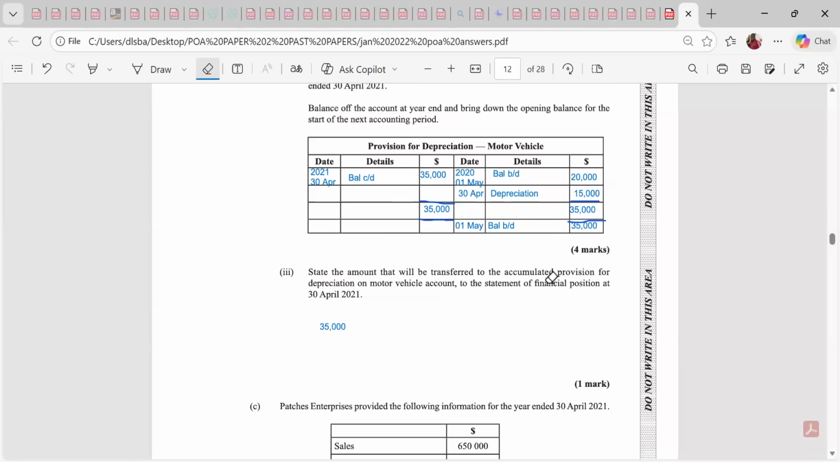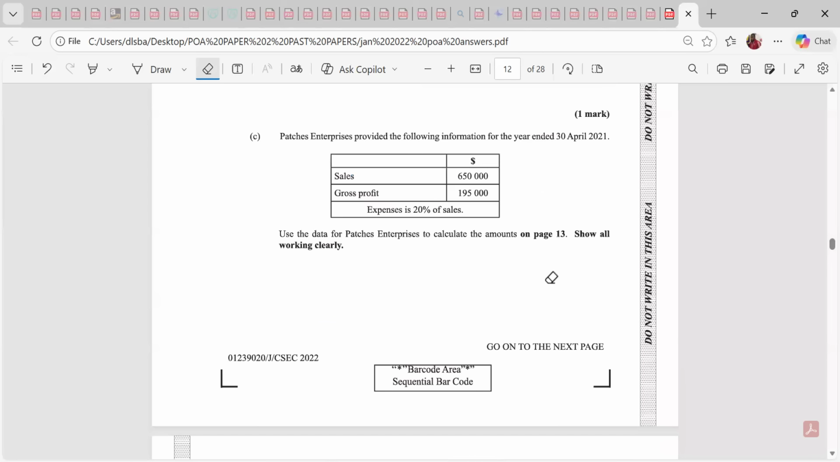Next one. Purchase Enterprises provided the following information for the year ended 30th April 2021. Sales, gross profit, and then the expenses, which are 20% of sales. Use the data of Purchase Enterprises to calculate the amount on page 13, show working.